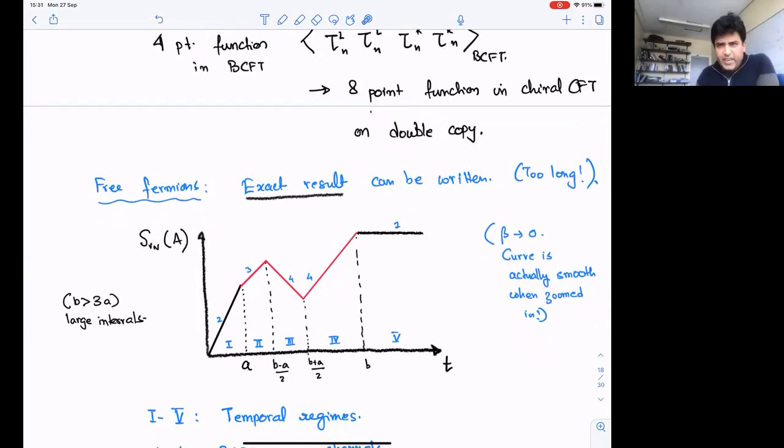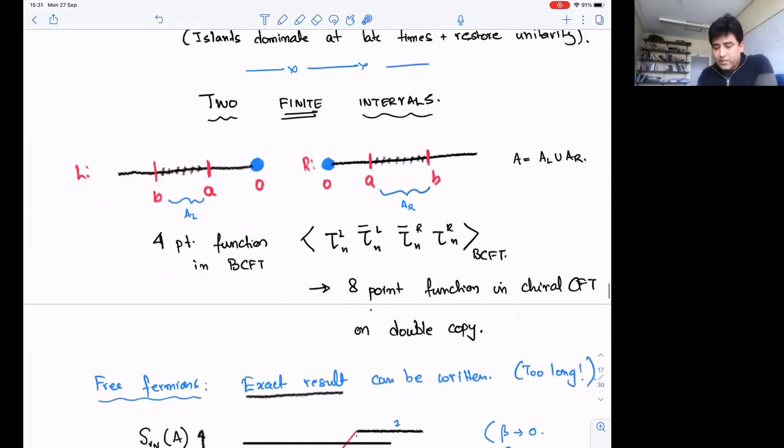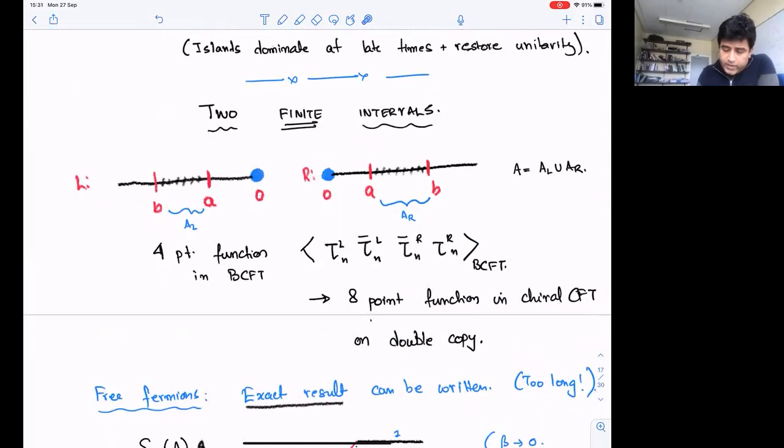So this is a picture where we have two large intervals, and large here is this criterion, B greater than 3A, which just somehow comes out, but its physical significance is that you consider these two intervals of equal sizes, identical intervals on the left and the right, such that the size of this interval is larger than the distance of this endpoint from the boundary. So this is what we mean by a large interval. A large interval is one whose length is comparable to the distance of its nearest point to the boundary.